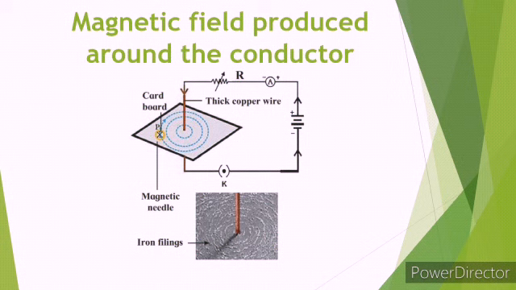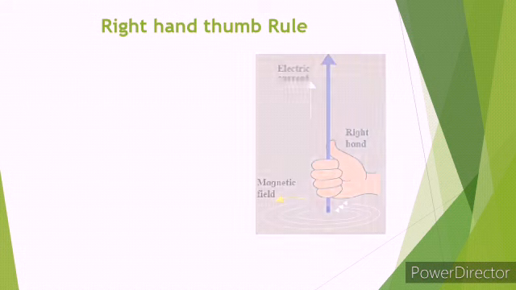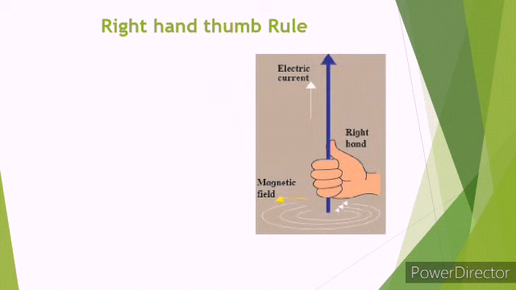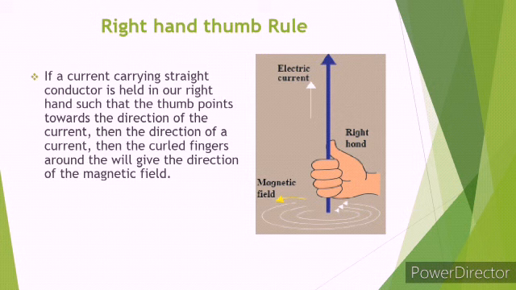Now the right hand thumb rule. Suppose that you have held the conductor in your right hand in such a way that your thumb points in the direction of the current. Then turn your fingers around the conductor. The direction of the fingers is the direction of the magnetic lines of force. This rule is used to find out the direction of the magnetic field produced around a current carrying conductor. This rule is also called Maxwell's corkscrew rule.